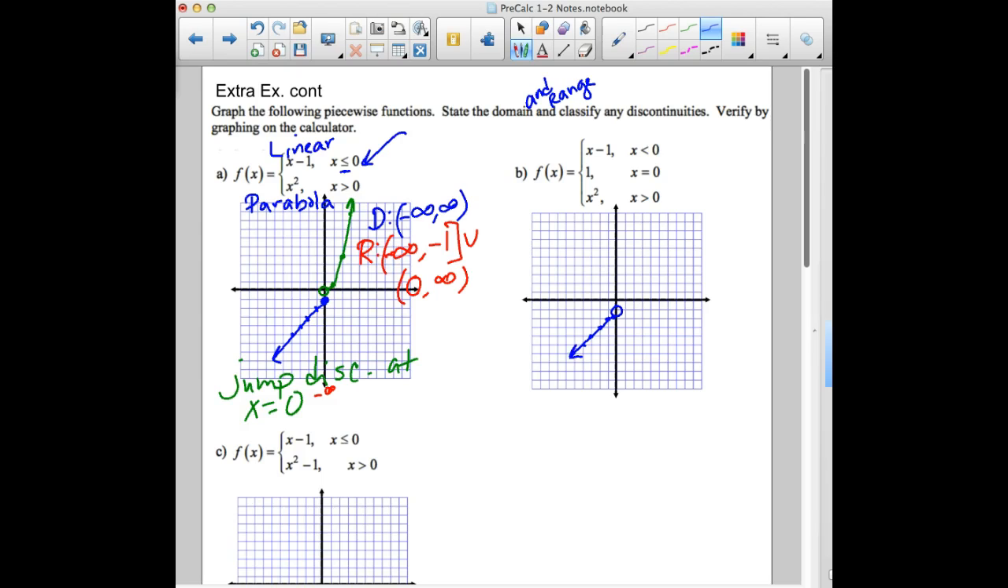Okay. When x is 0, we have defined it to be a single dot. We just have the value of 1. So at 0, I'm up here. My y value is just a 1.